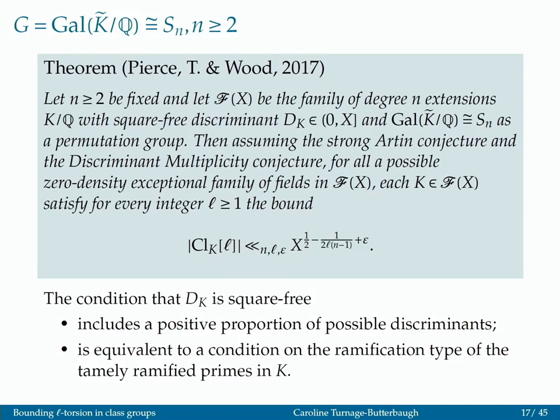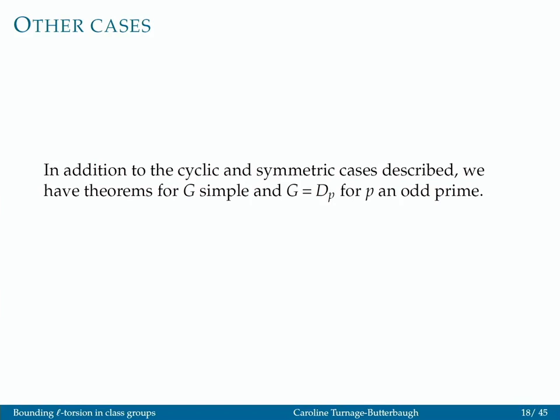Okay, so these are two versions of things that we can prove, and in addition, we have theorems if G is a simple group and if G is a dihedral group Dp for p an odd prime. And then within those conditions, there are different ramification restrictions that you have to make, and there might be different conjectures that you have to assume, but we won't assume GRH.